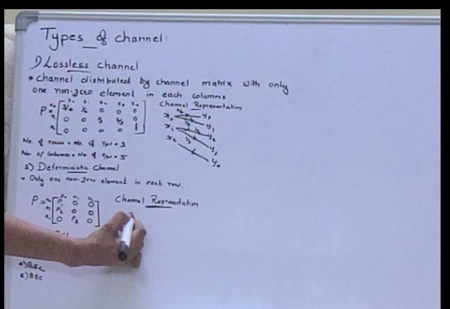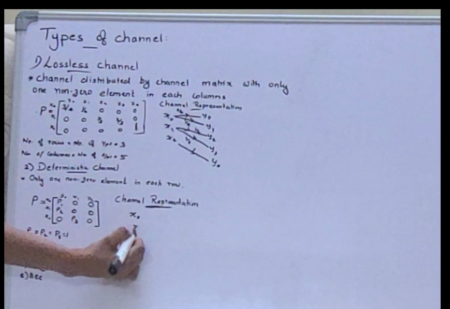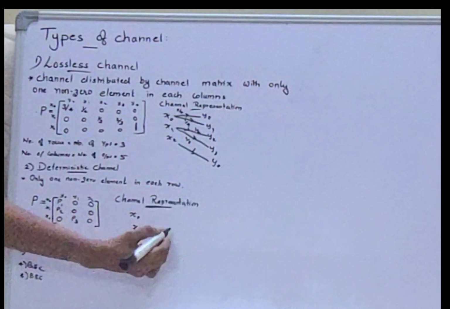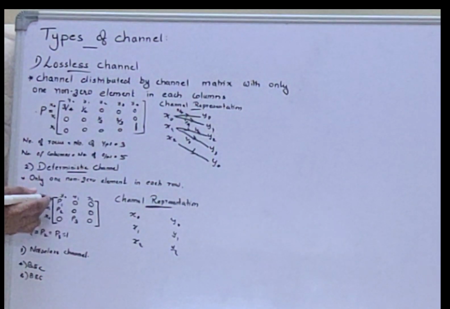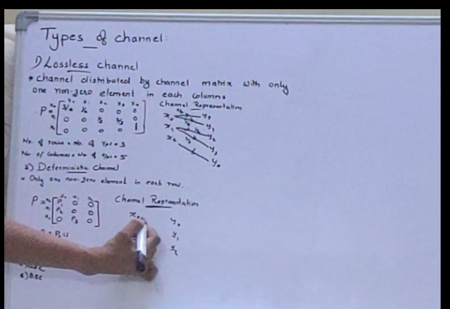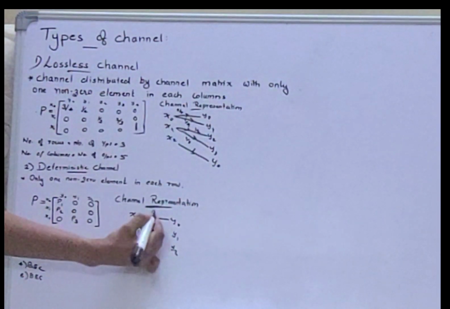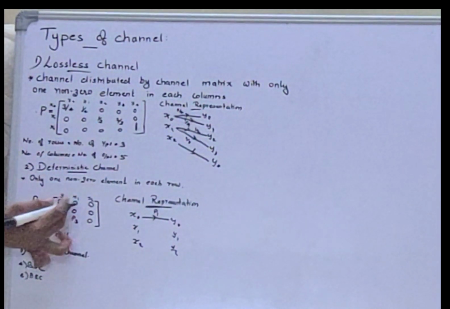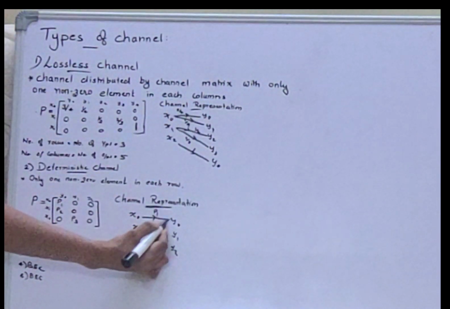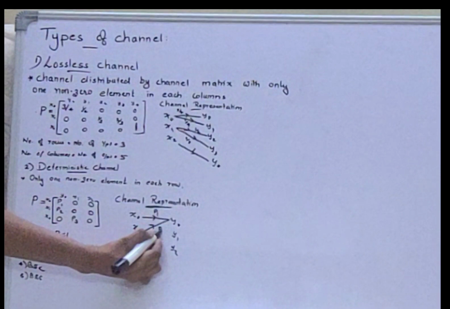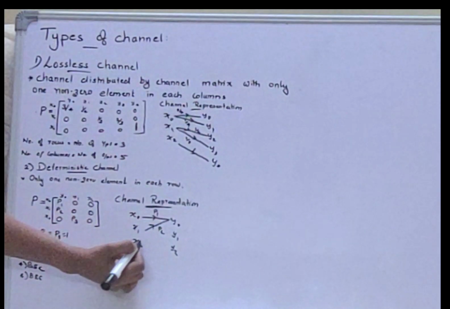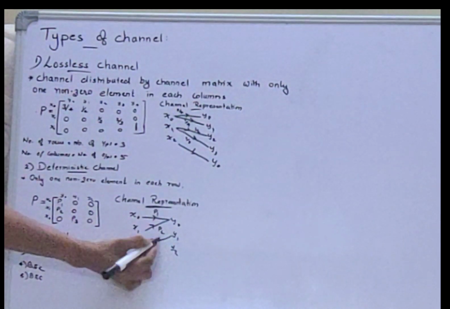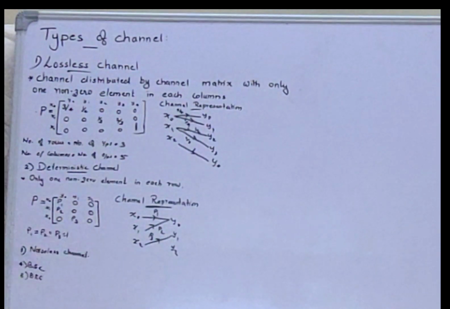So we can write the channel representation with inputs x0, x1, x2 and outputs y0, y1, y2. The probability of y0 when x0 is transmitted is P1, and the probability of y0 when x1 is transmitted is P2. Then the probability of y1 when x2 is transmitted is P3. Okay, so this is the channel representation of the deterministic channel.